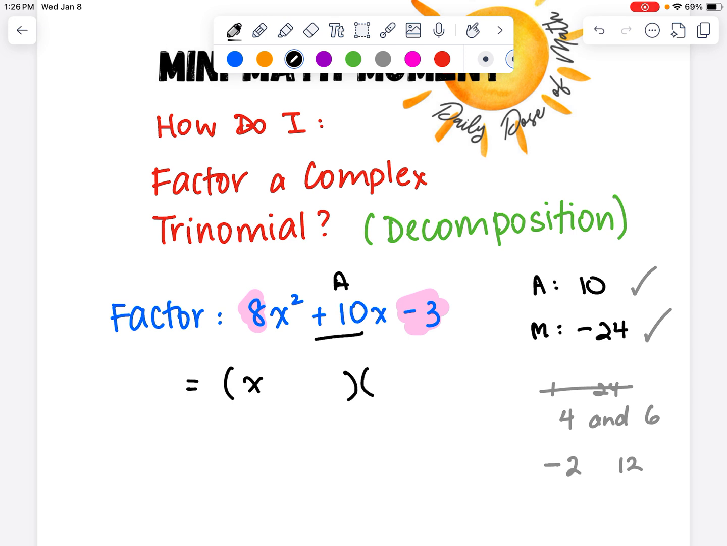We don't want to just start off with x's at the front. And the reason is if we test that out and we try to expand it with FOIL, there's no way that x times x will give us our 8x squared. So that's not going to work.